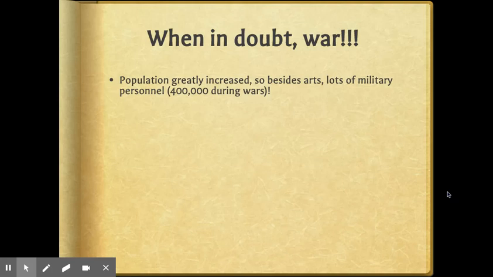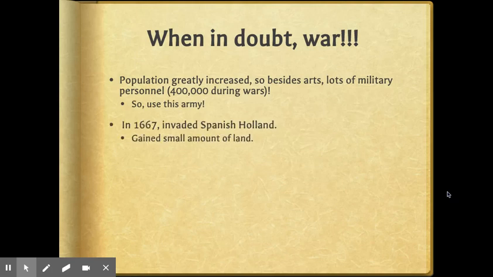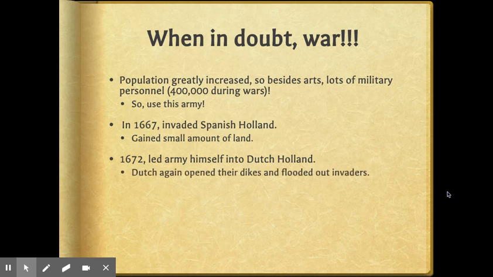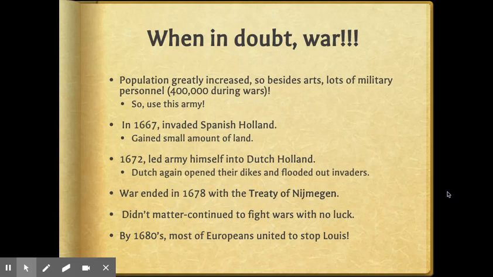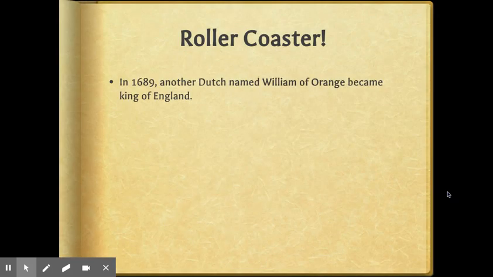Right? He goes to a lot of wars, tons of wars. He's going to invade Spanish Holland. He's going to try to invade Dutch Holland at one point, and he's going to have to engage in a bunch of treaties to end these wars. But he really just liked to fight a lot of wars. And eventually, most of Europe got so sick of him that they're going to unite against him.